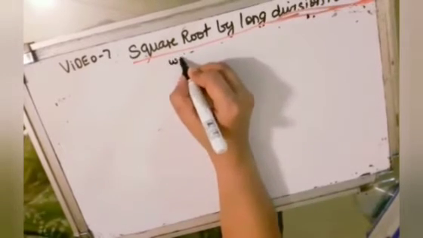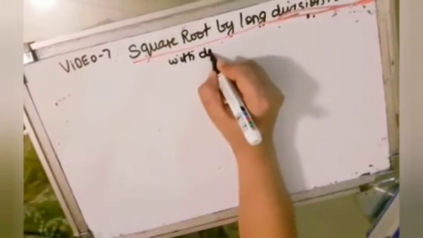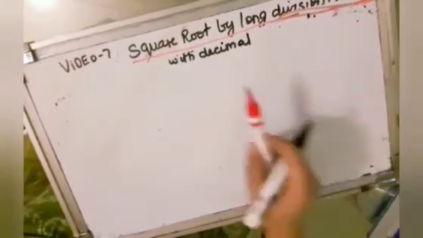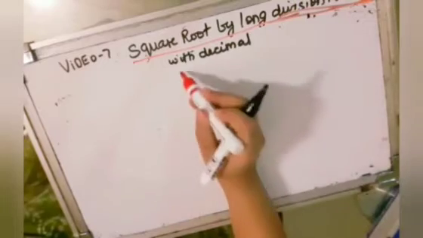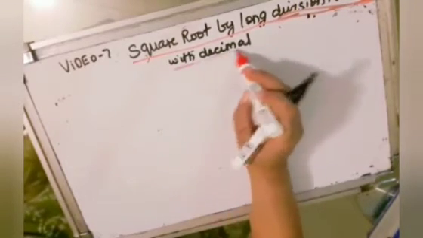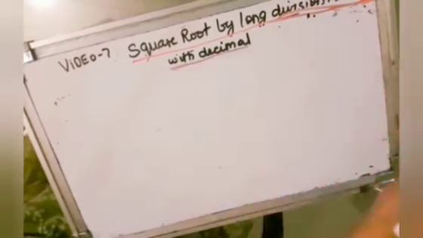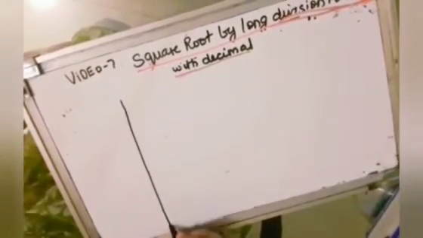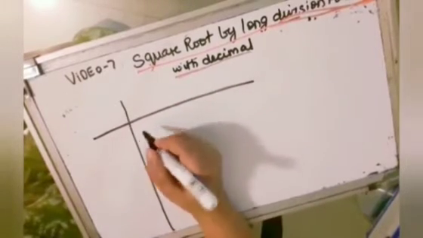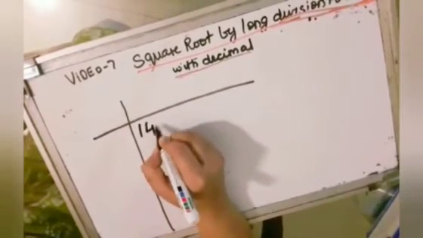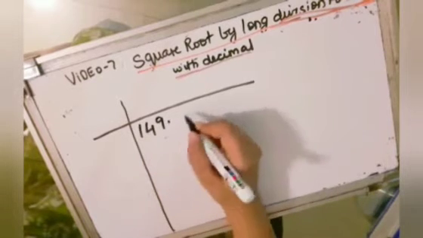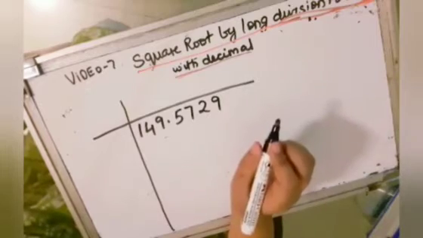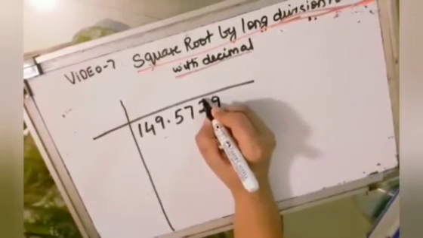Long division with decimal. Here the number is 149.5729. Same way you have to pair them also from right to left.